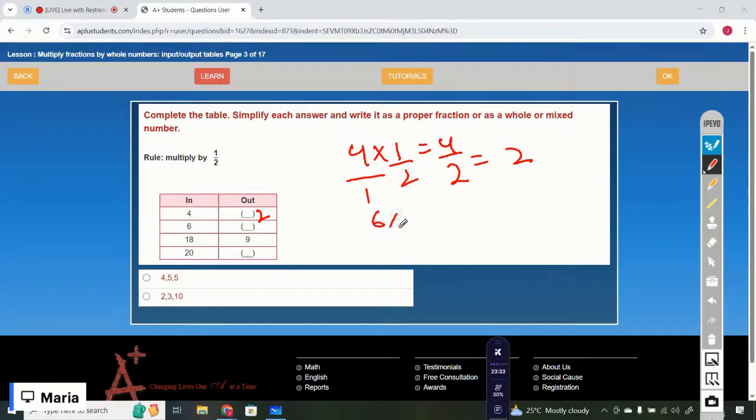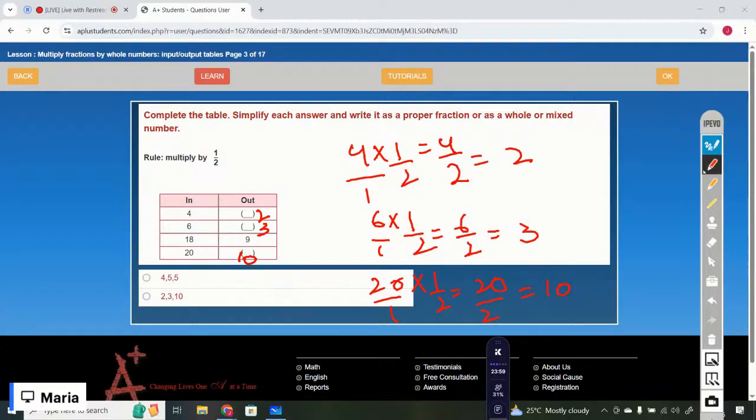The next one is 6 times 1 by 2. 6 times 1 is 6. 2 times 1 is 2. 6 by 2 is 3, so the next value is 3. And the last one is 20 times 1 by 2. 20 times 1 is 20 and 2 times 1 is 2. So 20 divided by 2 is 10. So the next one is 10.